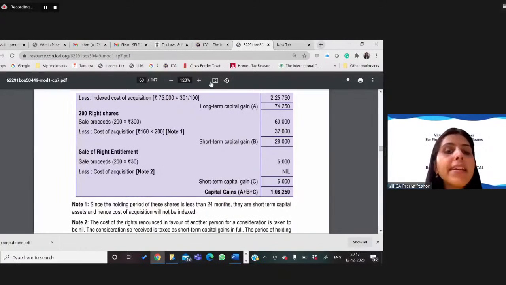And the period of holding is taken from the date of rights offer to the date of renouncement. Clear? For sale of right entitlement, it will be from the date of rights offer to the date of renouncement. And for the balance, it will be from the date of allotment. Is the answer clear? Any doubts? Did you understand this question properly? How we have done it?